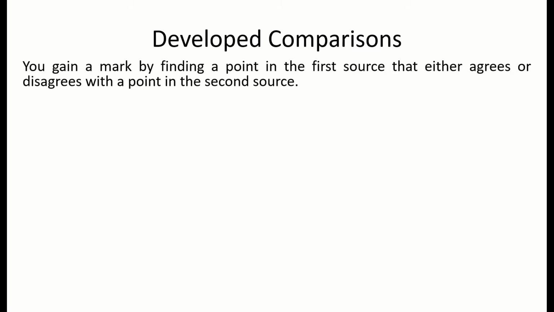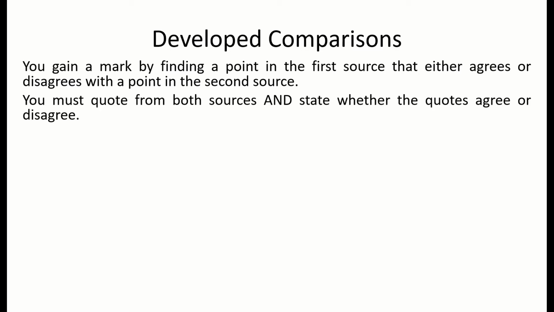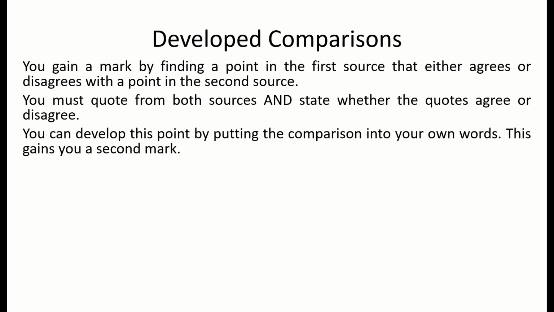The developed comparisons are slightly more complex but still pretty simple. So you gain a mark by finding a point in one source that either agrees or disagrees with a point in the second source. So you quote from both sources and you state whether they agree or disagree, and then you develop this point by putting the comparison into your own words. So by finding two sources and comparing them, you get a mark, and then by putting the comparison in your own words, you get a second mark.